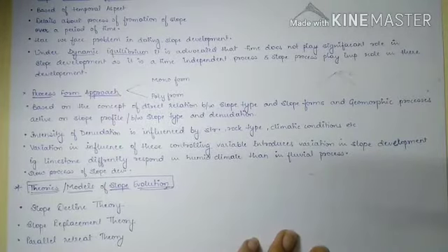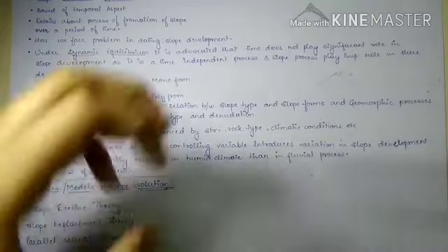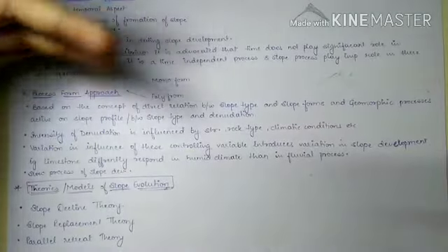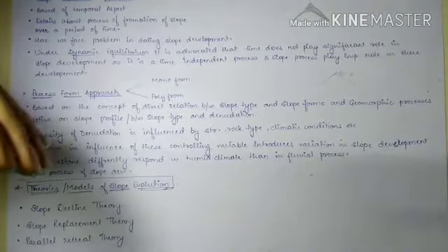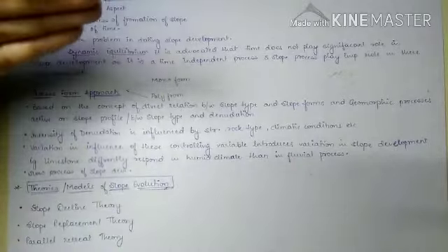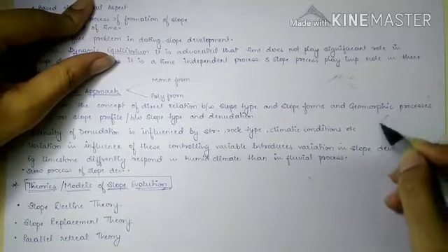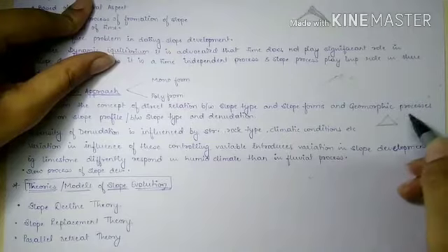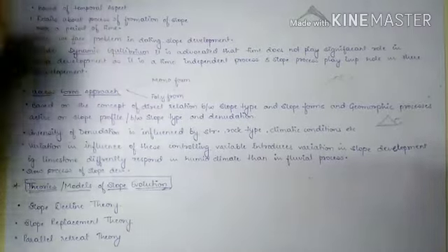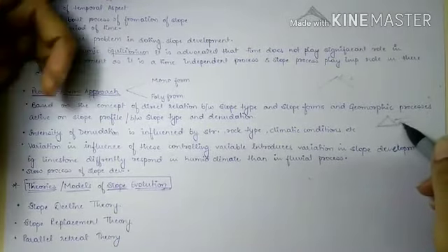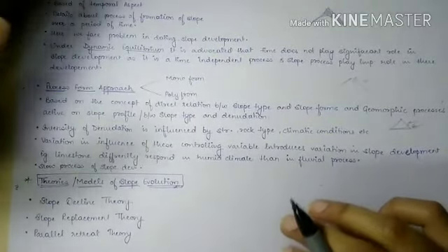Next we have variation in influence of these controlling variables, which introduces variation in slope. So if the structure of the slope changes, then the intensity of denudation or the slope development will change. If the climatic condition changes, then the process of slope development will change. Like we have the same limestone structure, so its denudational activity will be different in a humid climate, and it will be different in a fluvial landform, like where there is water erosion. Okay, and landform development is a very sluggish or slow process.